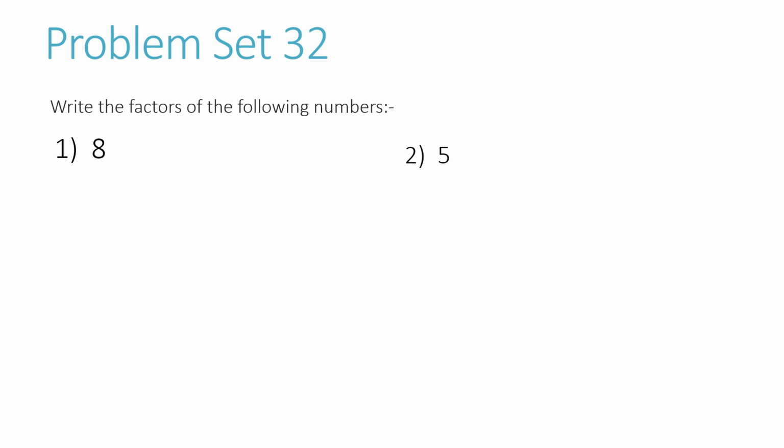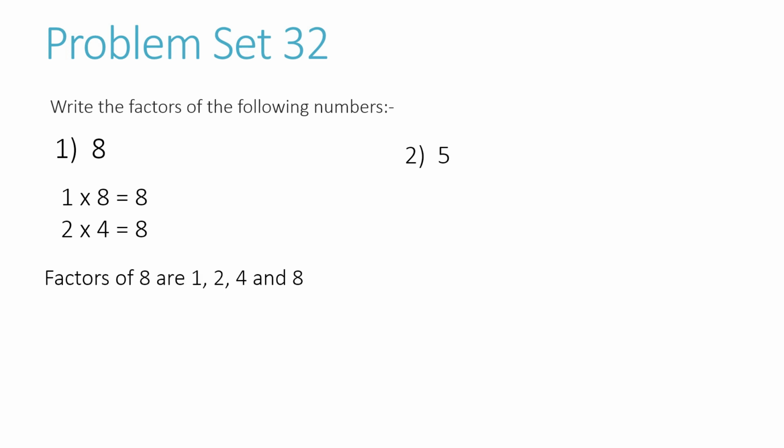Now let us do problem set 32. Write the factors of the following numbers. Now first sum is 8. You have to find the factors of 8. So pairs of the number which gives the product 8 are 1 into 8 is 8, 2 into 4 is 8, then it goes in 4 table, 4 2s is 8, one and the same, and 8 1s is 8. So the factors of 8 are 1, 2, 4 and 8.